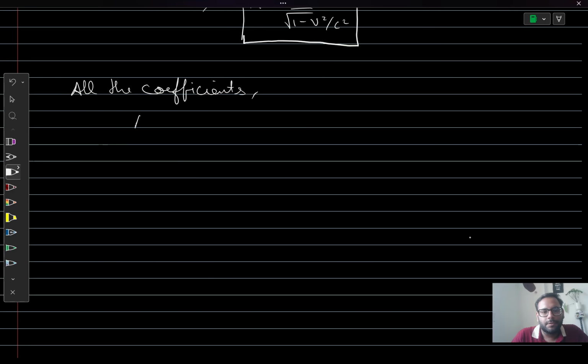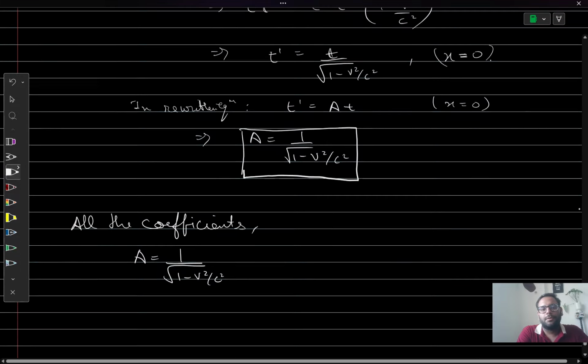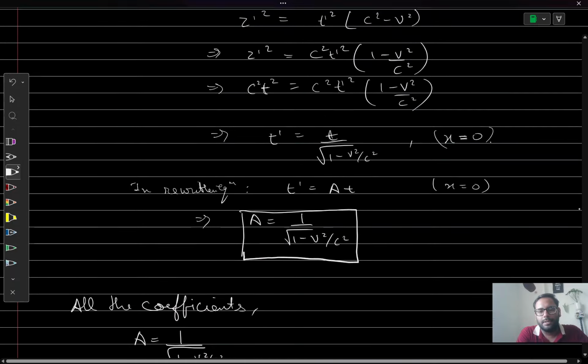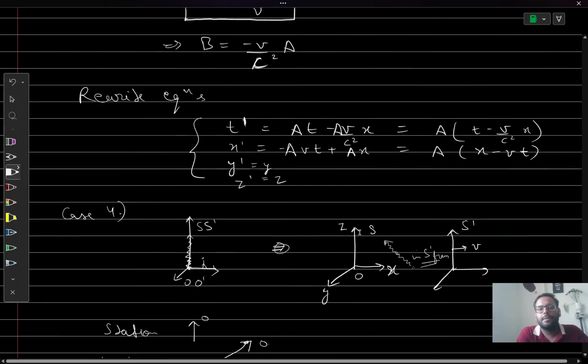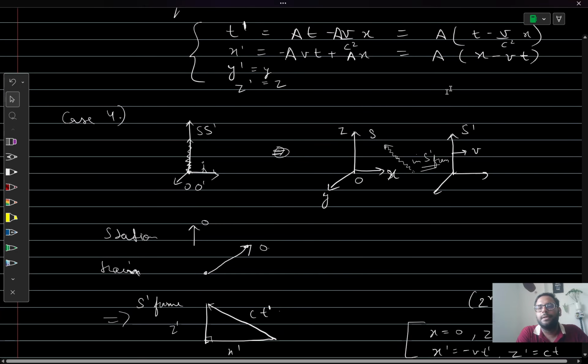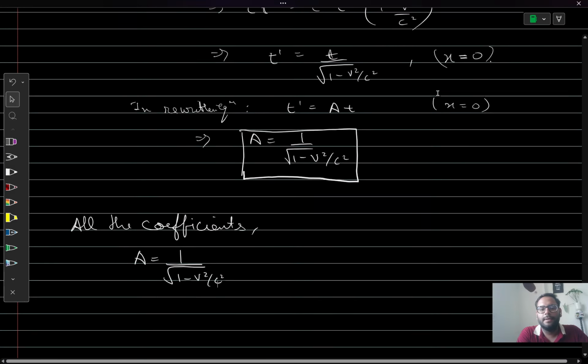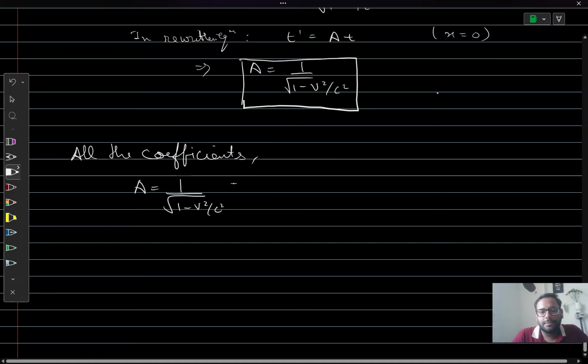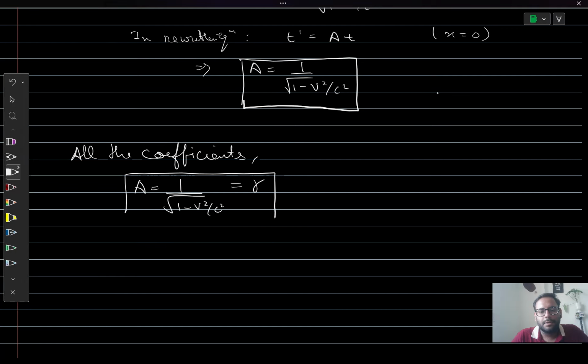My first coefficient is a, which is 1 minus b squared by c squared. There were no other coefficients remaining in this equation, so you can now rewrite it. This is my gamma, which we have introduced earlier also. It is just a notation you will find in many books.